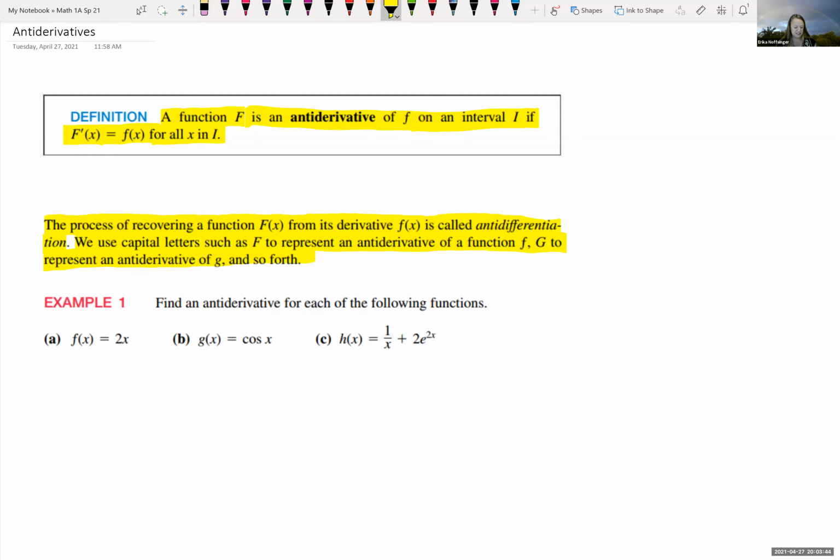I want you to take a minute to look at these functions f of x, g of x, and h of x, and see if you can come up with something that you would take the derivative of to get these functions back. So I'm going to pause the video, and if you're watching this not live, then pause your video and think about it.